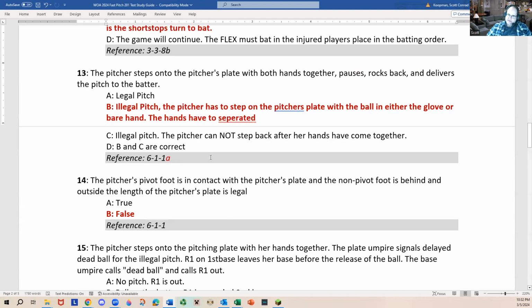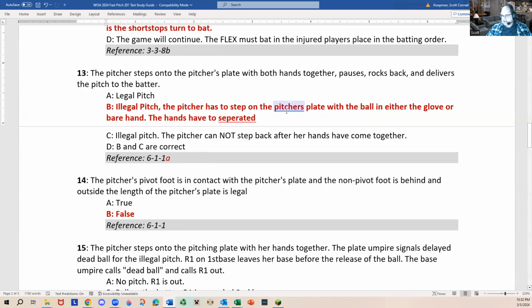Question 13. The pitcher steps onto the pitcher's plate with both hands together. That's illegal. Can't do it. Pauses, rocks back, and delivers a pitch to the batter. What do you have? We have an illegal pitch. Hands must be apart when the pitcher steps onto the pitcher's plate. So it's an illegal pitch.